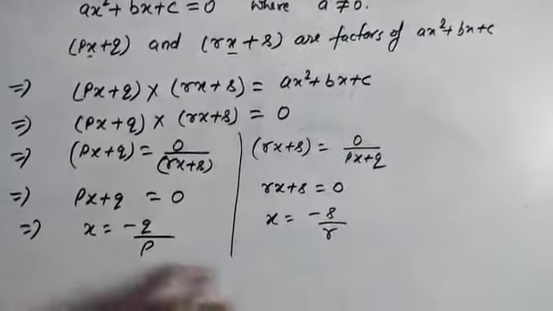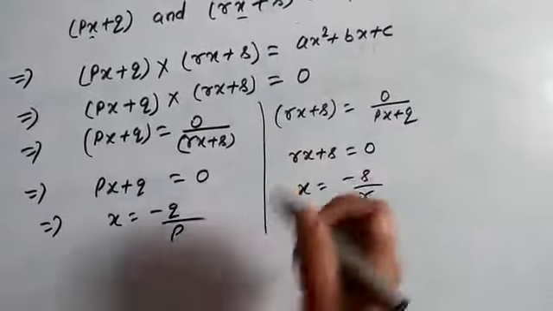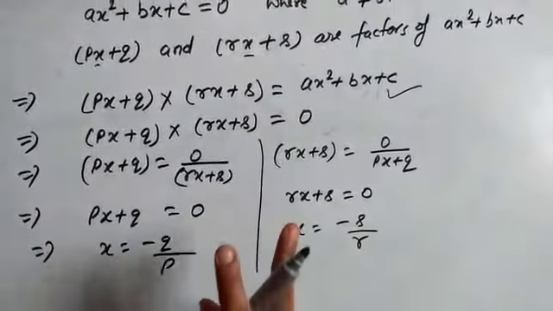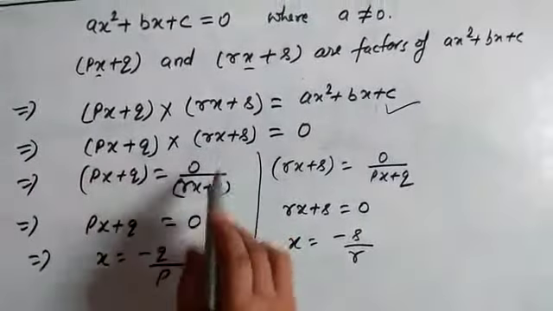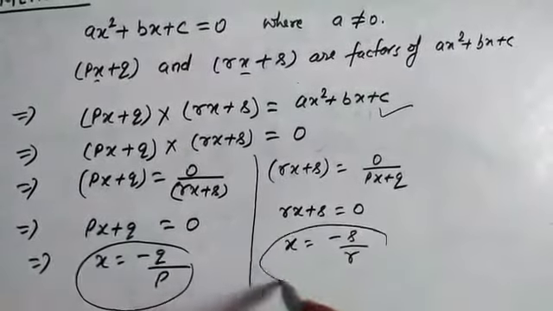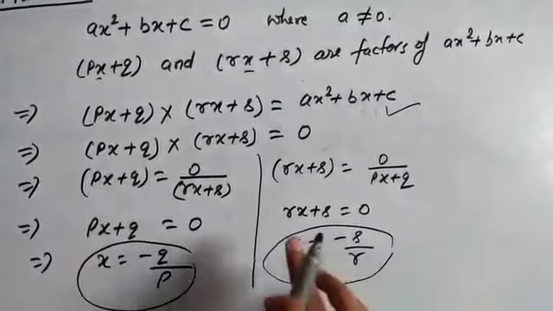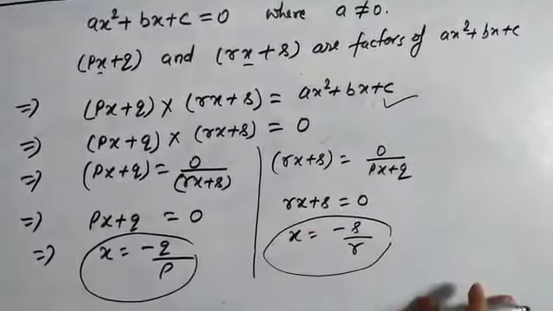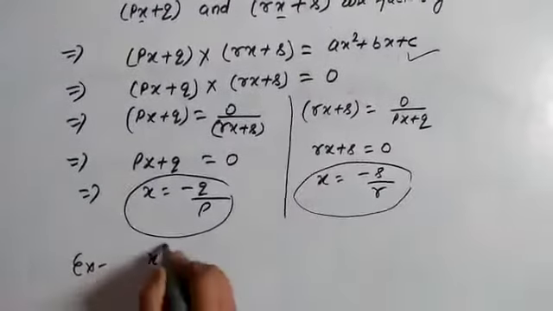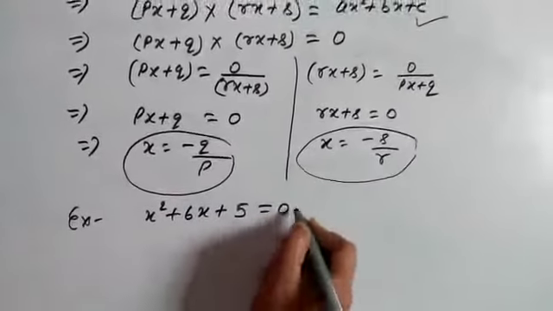So with the help of factorization, at first we will get two factors of the given quadratic equation, and after getting the two factors, we will equate both factors to 0 to get the values of x, and in this way we can solve the quadratic equation. So let us discuss with the help of one example. Suppose I have a quadratic equation x square plus 6x plus 5 equals 0.